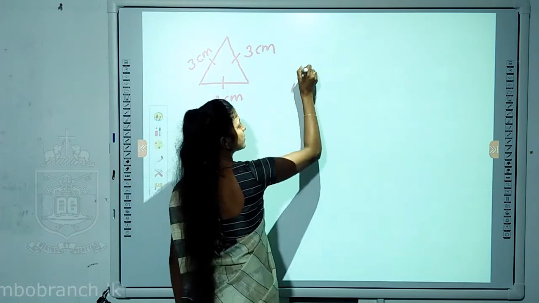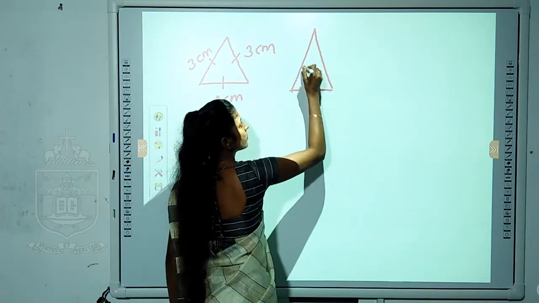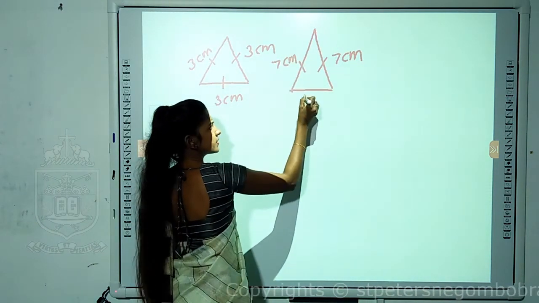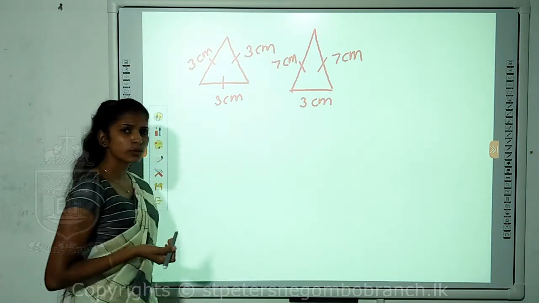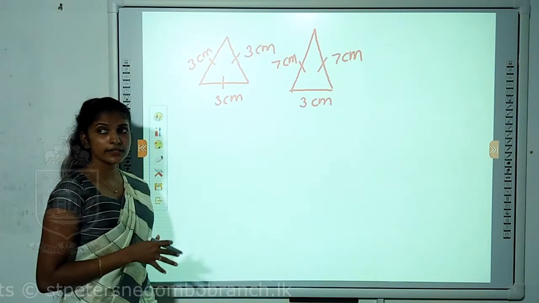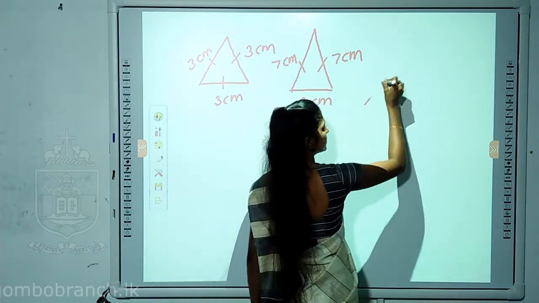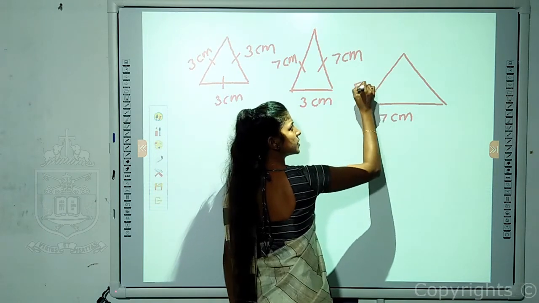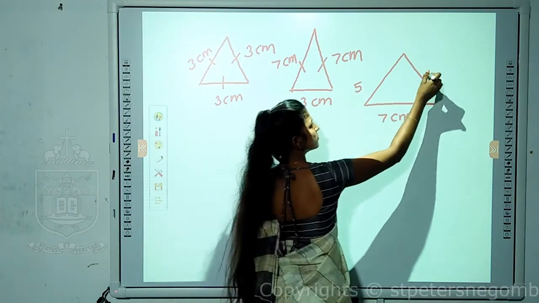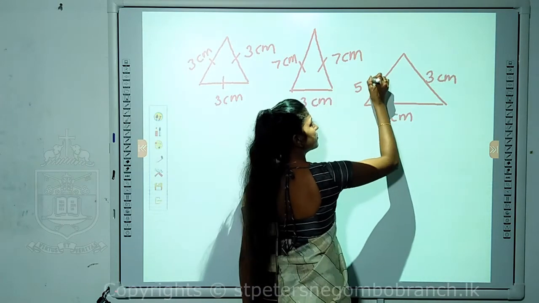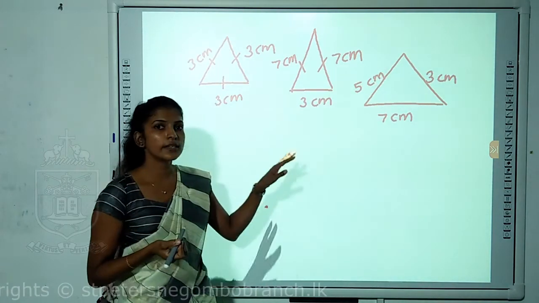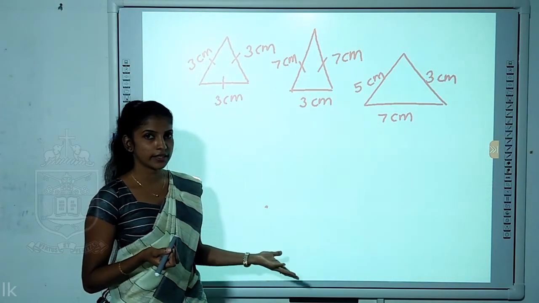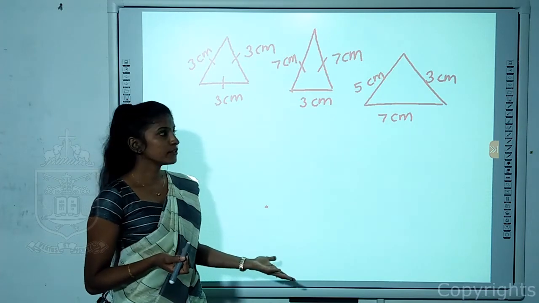Consider another triangle like this. 7 centimeters, 7 centimeters, and consider this as 3 centimeters. So what is the name given to those types of triangles? That is an isosceles triangle. By the third type, consider a triangle like this. This is 7 centimeters, 5 centimeters, 3 centimeters, here 5 centimeters. Okay. You all can see all three sides are different to each other, not like the previous two. So what is that triangle? That is a scalene triangle.